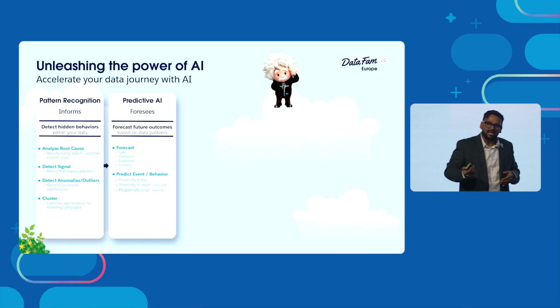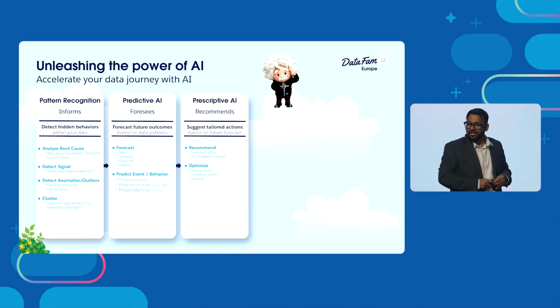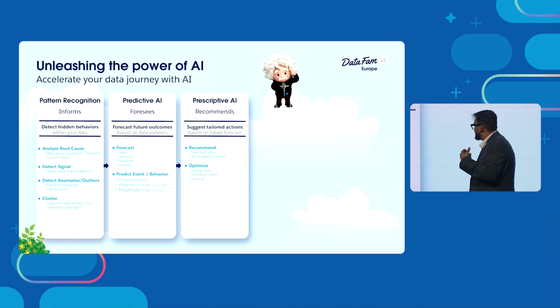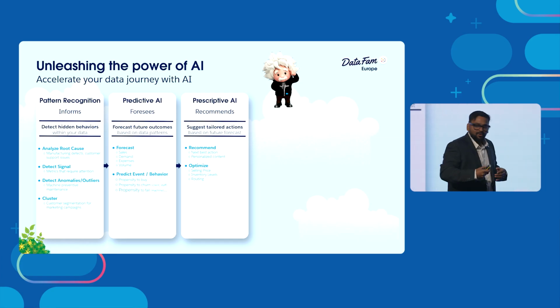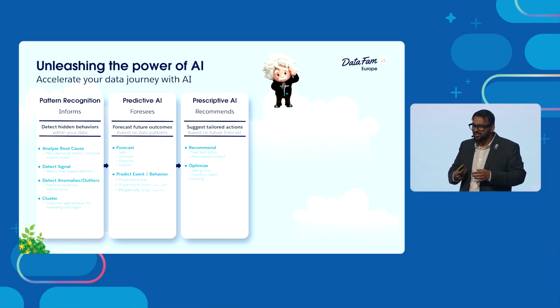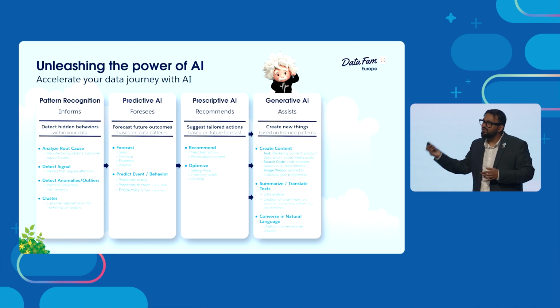Once I have predictive AI, then I can augment it with prescriptive AI. I know what's going to come up. I can actually tell you what to do. What's the next best action to take? What is the next optimization that I need to do? And all of this got super hyper-loaded about a year or 2 years ago with the advent of generative AI.